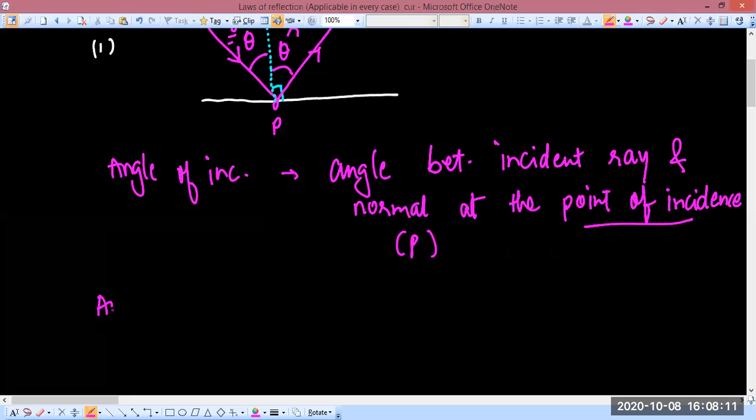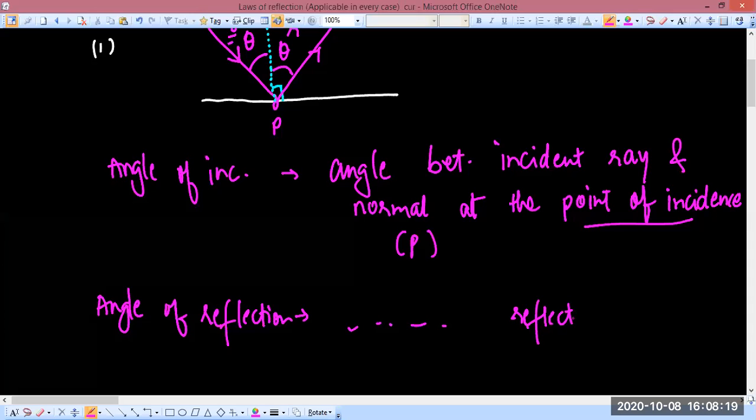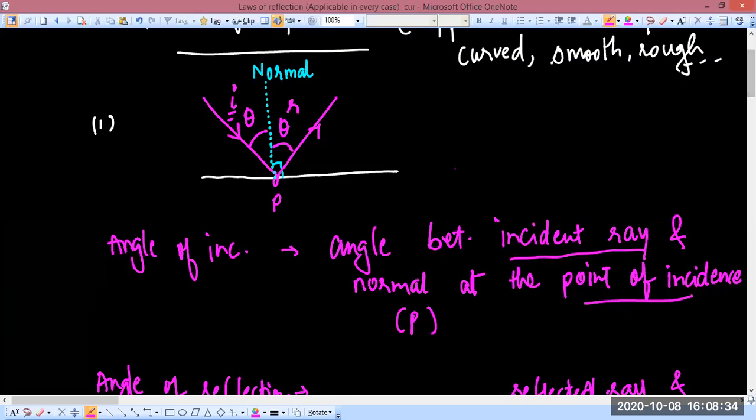So that is the angle of reflection: the angle between the reflected ray and the normal at the point of incidence. Everything else is the same, only the change is here. So the law of reflection says that I should be equal to R. Clear?